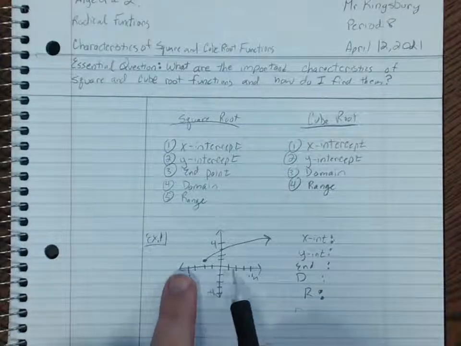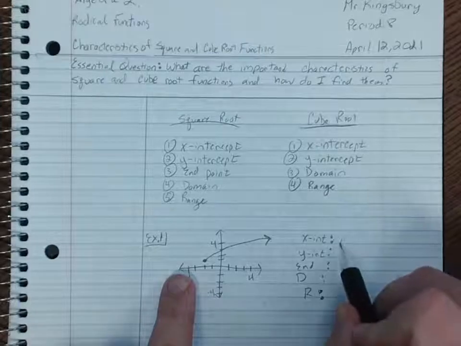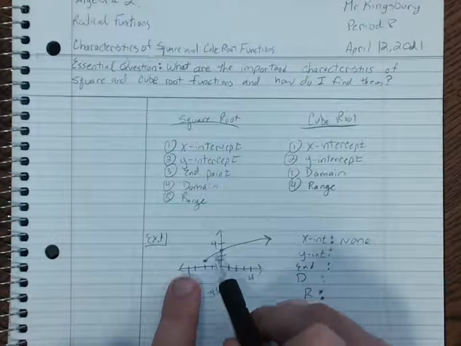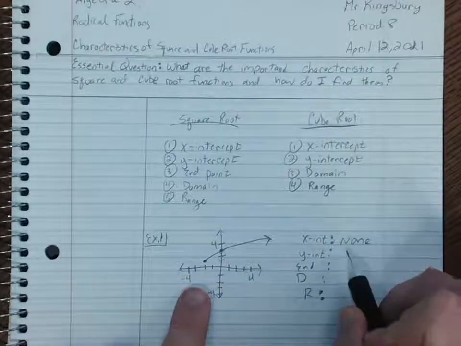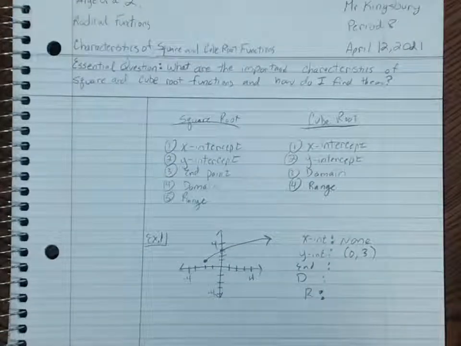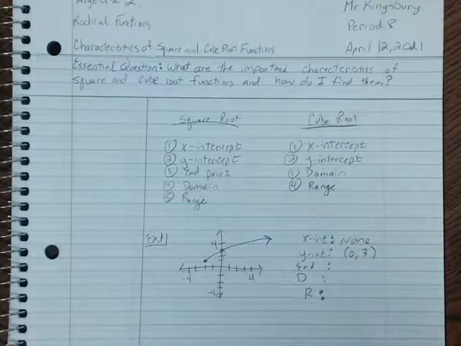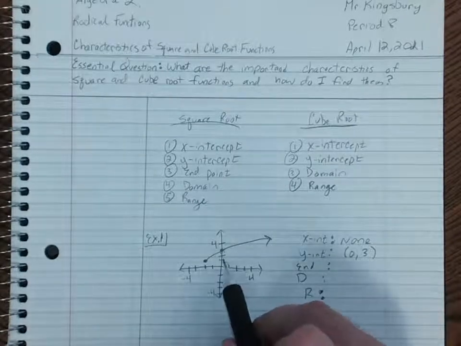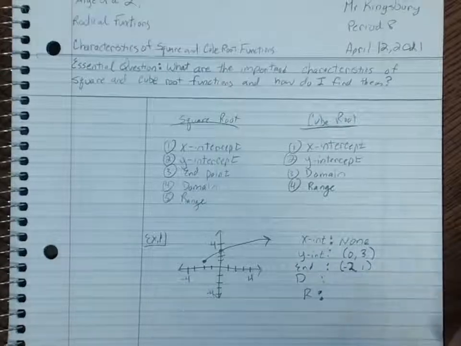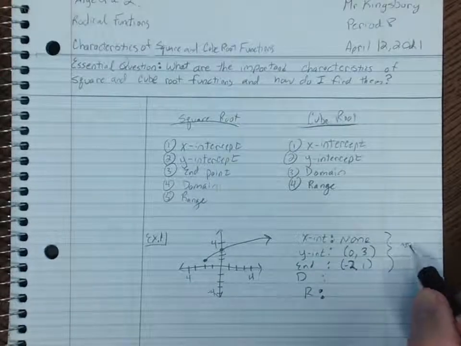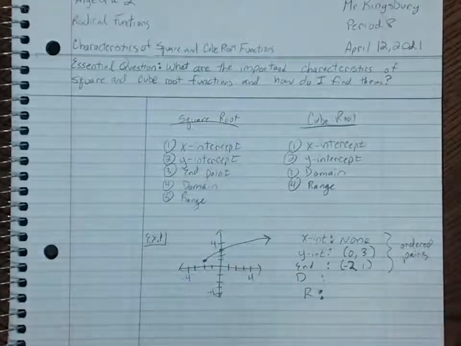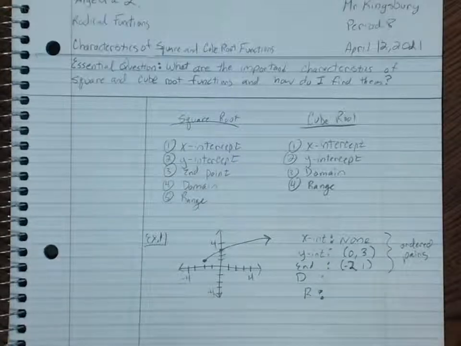So I'm looking right here. It does not cross the x-axis. So that's going to be a no or a none for x-intercept. But it does cross the y-axis here at 0, 1, 2, 3. So 0, 3 is going to be its y-intercept. The endpoint is right here at -2, 1. And I want to point out that all 3 of these are written as ordered pairs. If they're not written as ordered pairs, they aren't the intercepts or the endpoint.